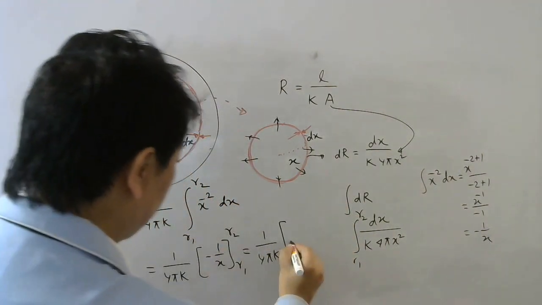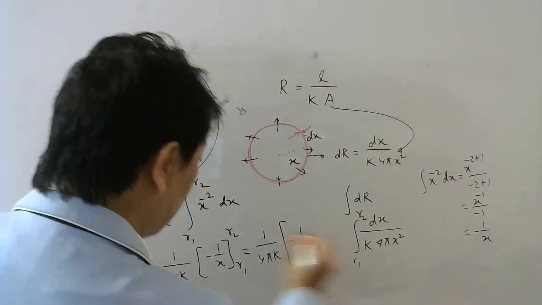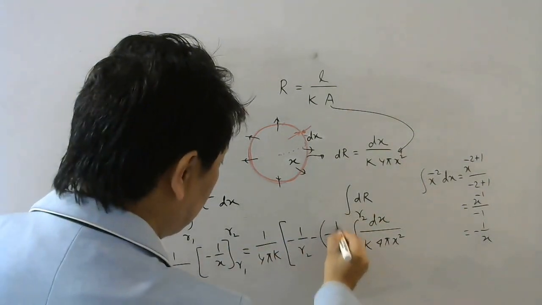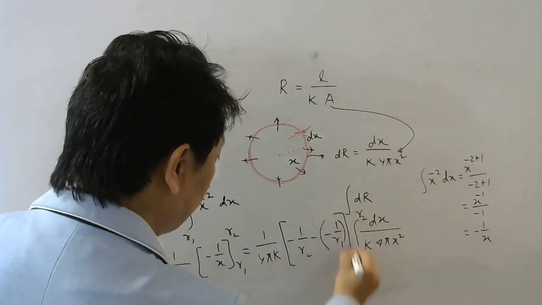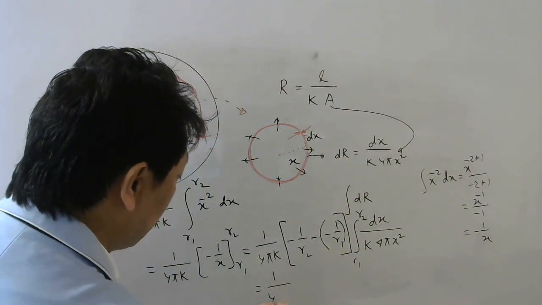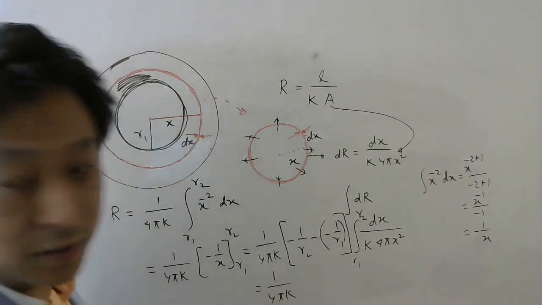Let me rub this part. So put upper limit minus 1 by R2, then minus sign, then put lower limit. So put a bracket with this minus here, so minus 1 by R1. Right? So this minus minus will become plus. So 1 by 4 pi k, isn't it?